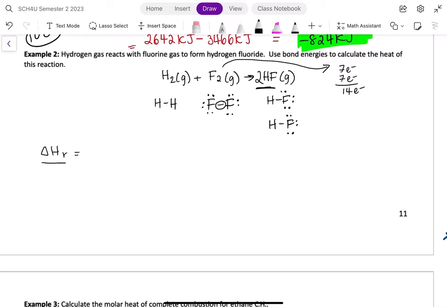This symbol here just represents delta H of this specific reaction. So again, my equation is sum of the energy of bonds broken, subtracting sum of the energy bonds formed. So first, the bonds broken.